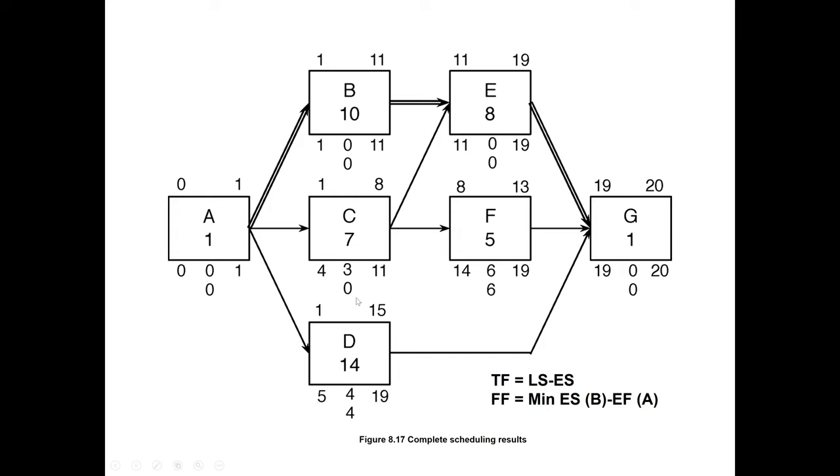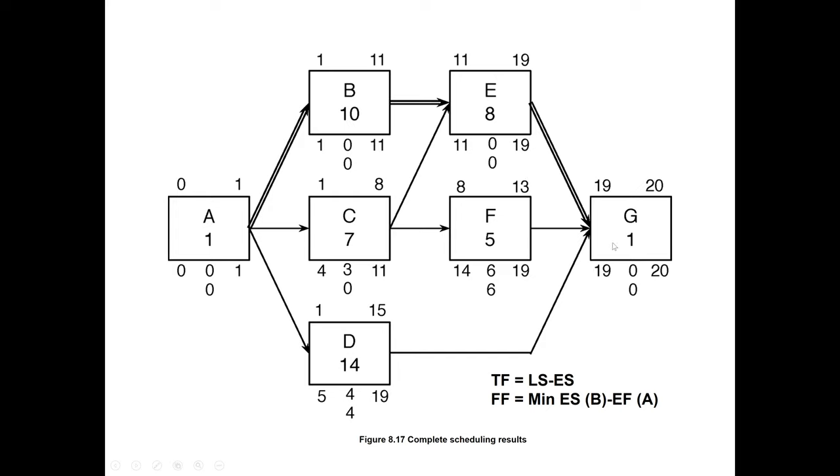For D, the following activity is G. 19 minus 15 is 4. Coming to activity E, the following activity for E is G. So 19 minus 19 is 0. And similarly for F, it is 19 minus 13, which is 6.